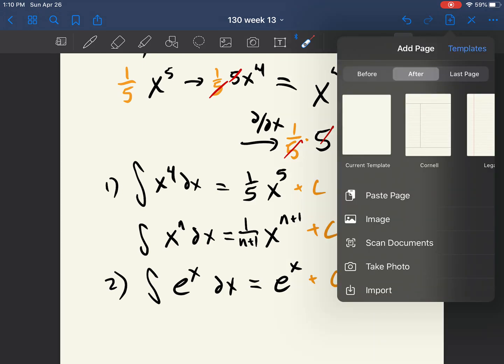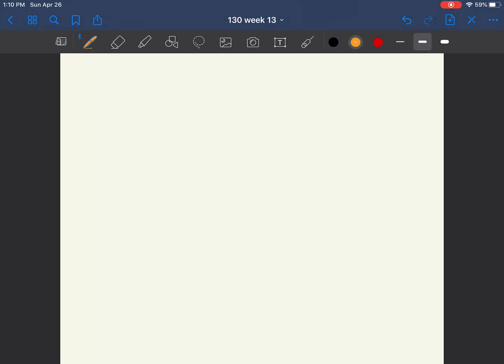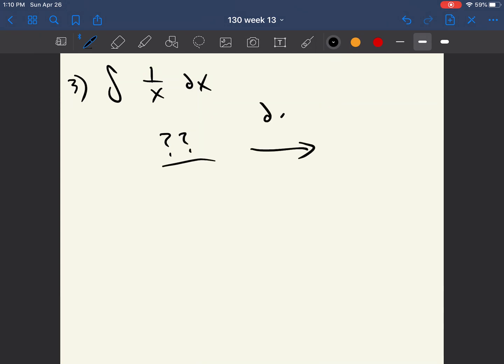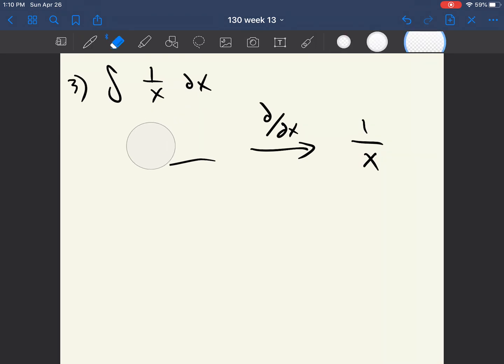Let's think about the next one. 1 over x. We're trying to find the antiderivative of 1 over x. This means we're thinking to ourselves, what function can we take its derivative and get 1 over x? What function has derivative equal to 1 over x? If you think about it for a little bit, you will probably come up with the function ln of x. We saw in a previous week's notes that the derivative of ln of x is 1 over x.